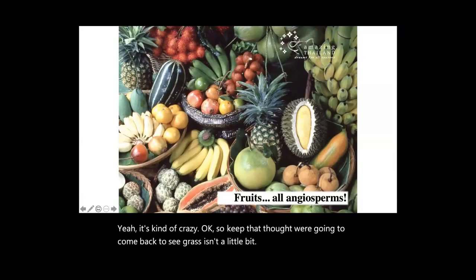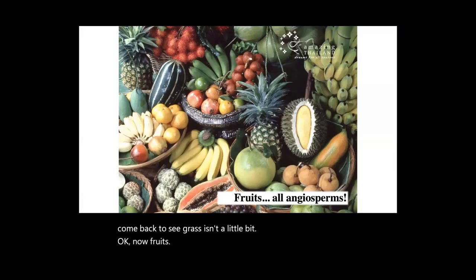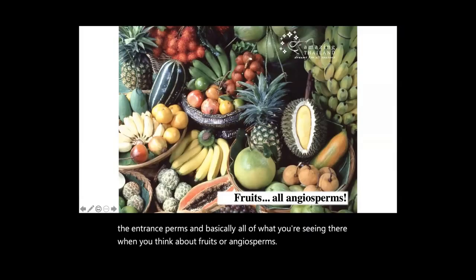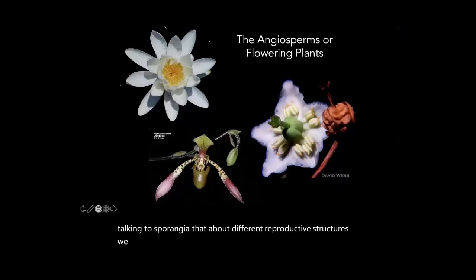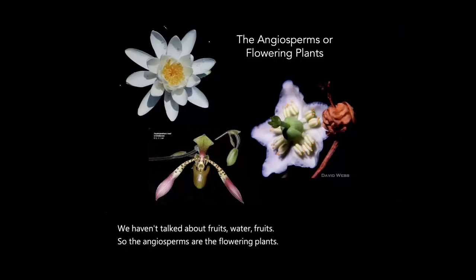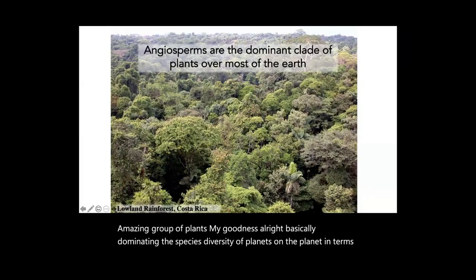Okay, now fruits. We haven't talked about fruits. Fruits, a major innovation of the angiosperms. And basically all of what you're seeing there when you think about fruits are angiosperms. So what is the fruit, right? Again, we talked about seeds and sporangia, different reproductive structures. We haven't talked about fruits. What are fruits? So the angiosperms are the flowering plants. Amazing group of plants. Oh my goodness. All right. Basically dominating the species diversity of plants on the planet are angiosperms.